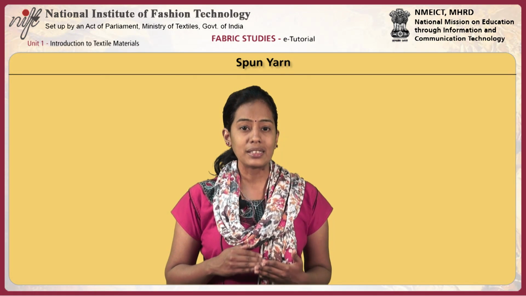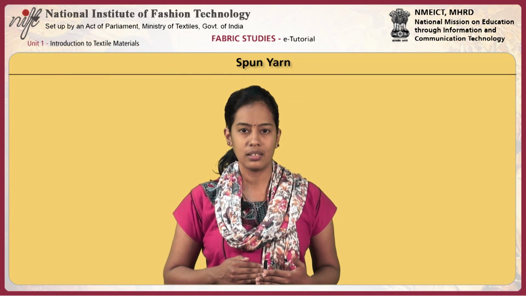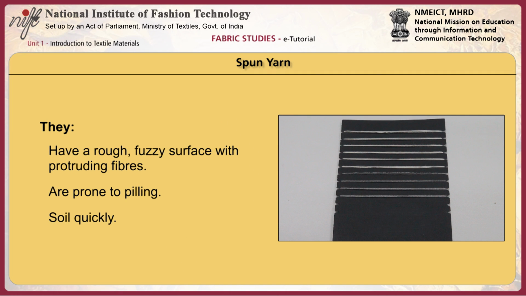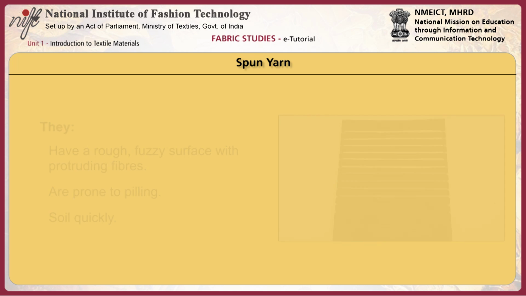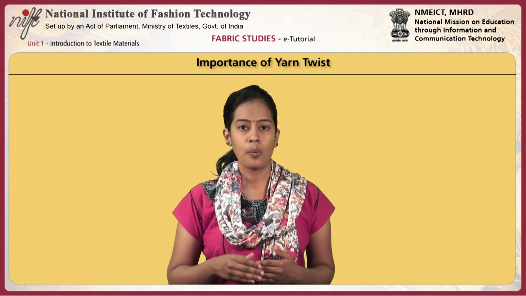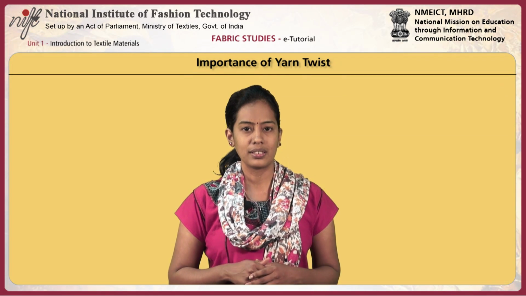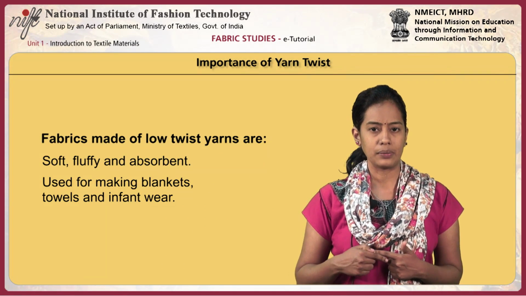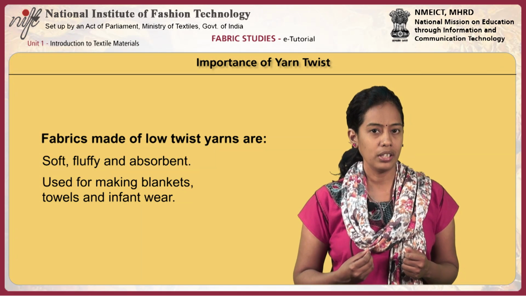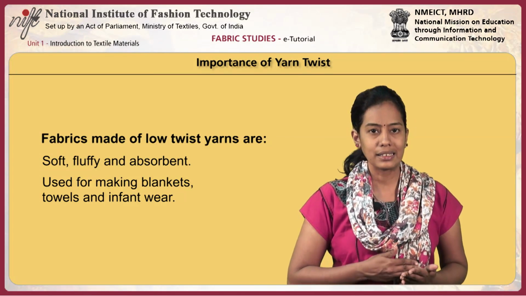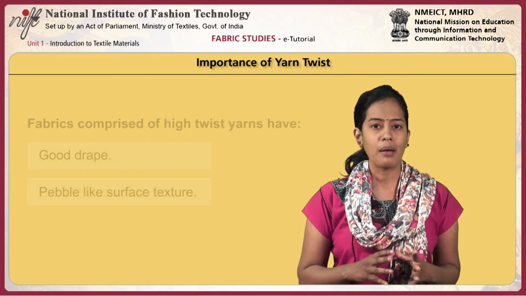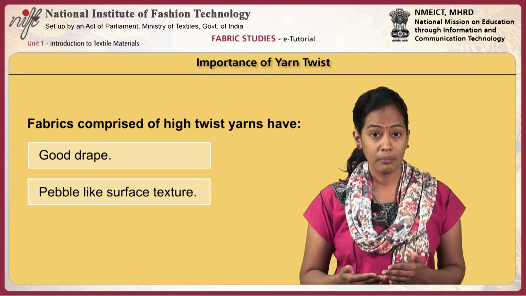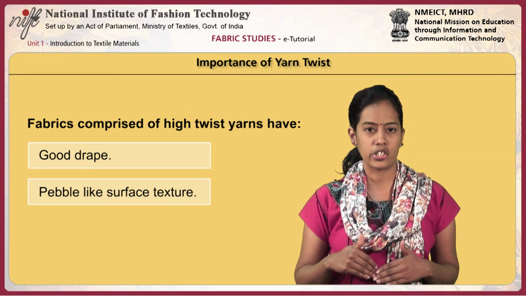Yarns made of twisting short fibers are called spun yarns. Spun yarn usually has a rough, fuzzy surface with protruding fibers. Fabrics made of spun yarns are prone to pilling and soil quickly. Generally, spun yarns are given varied twist levels, which in turn produce interesting fabric surface textures. Fabrics made of low twist yarns are soft, fluffy and absorbent and are used in making blankets, towels and infant wear. Fabrics comprised of high twist yarns such as crepe have good drape and pebble-like surface texture.